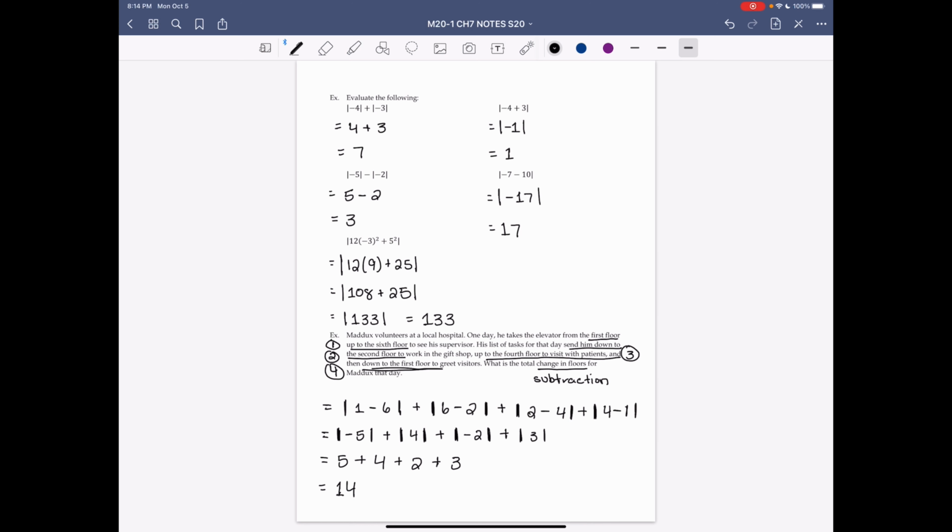Maddox's total change in floors for the day is 14 floors. That brings us to the end of Chapter 7, Lesson 1.